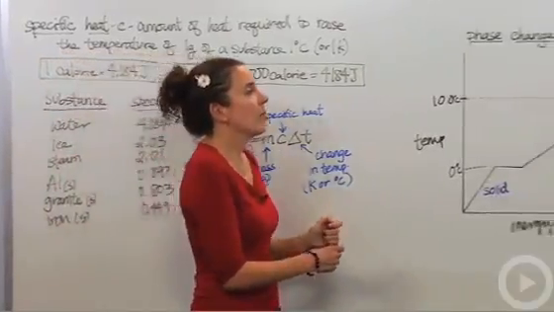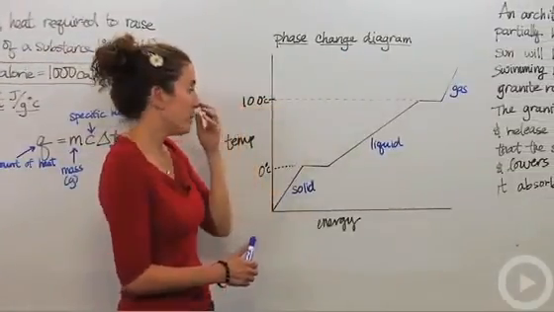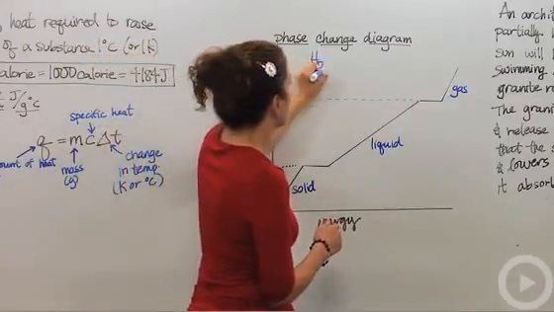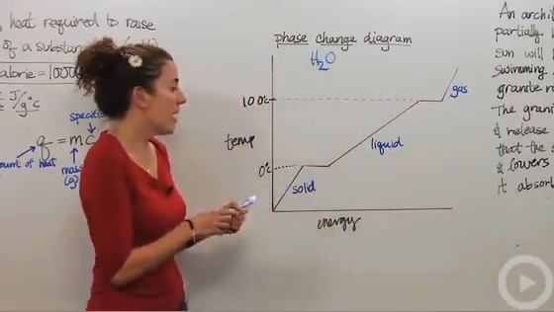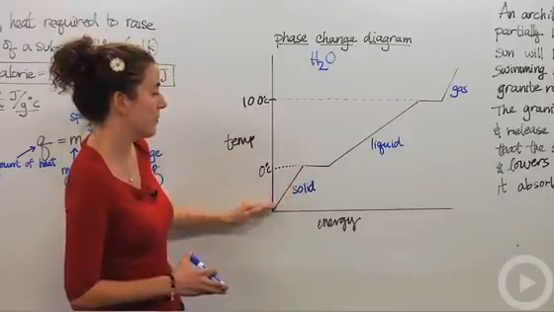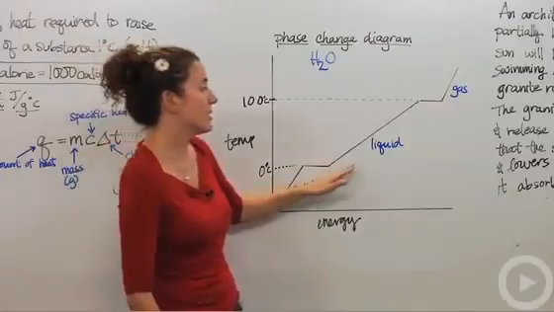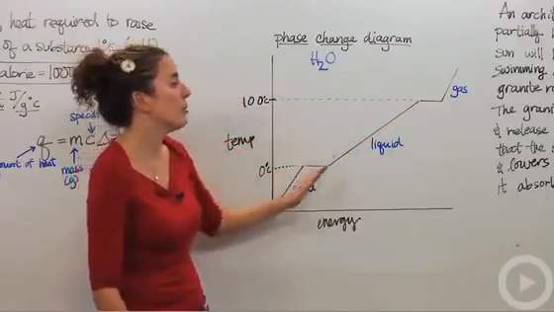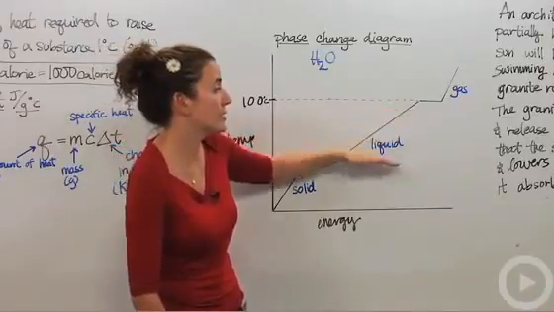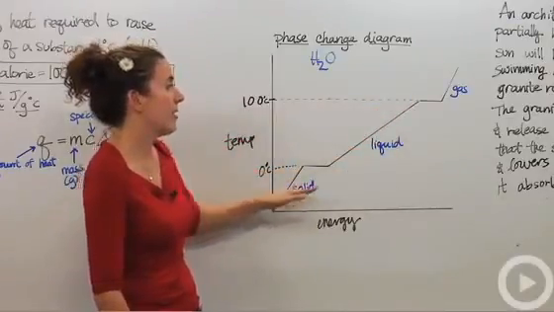Now let's talk about how this affects a phase change diagram. Okay, so this is a phase change diagram for water. Let me write that down. Okay, so if you look at the slopes for the change in energy as we increase the temperature, notice the solid has a steeper slope than the liquid. That's because liquid requires more energy to increase the temperature per gram than it does a solid or gas.